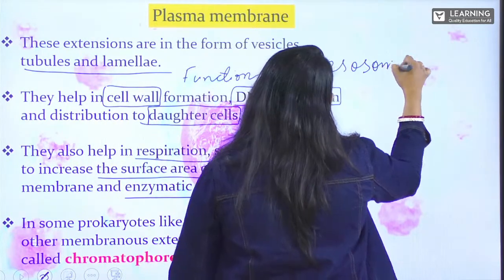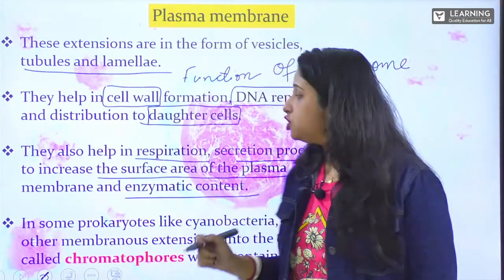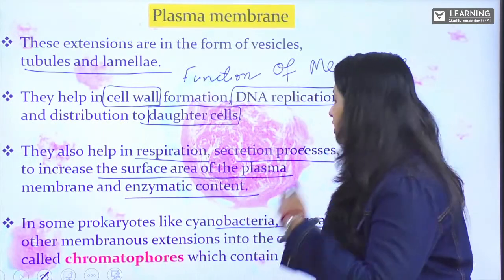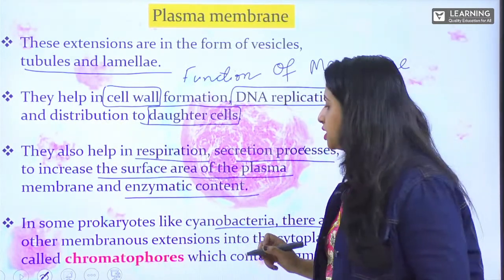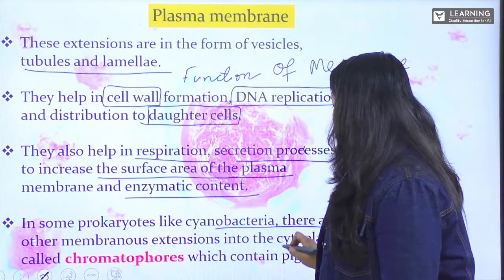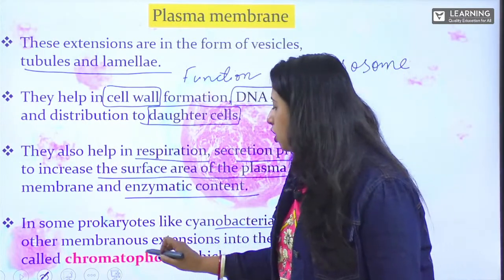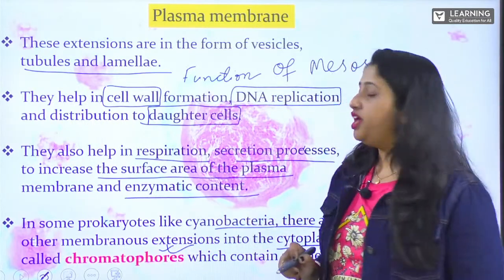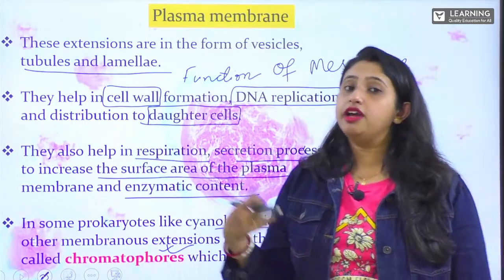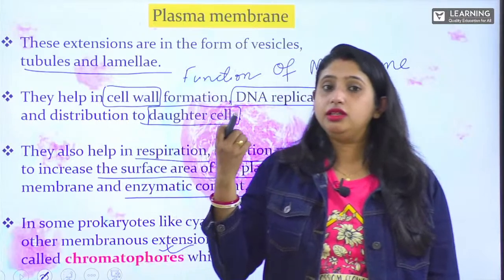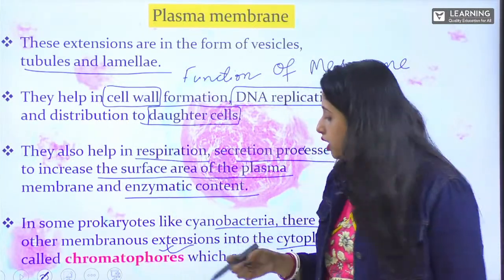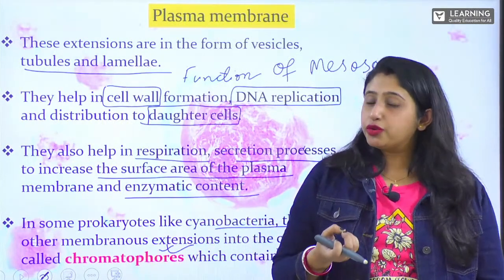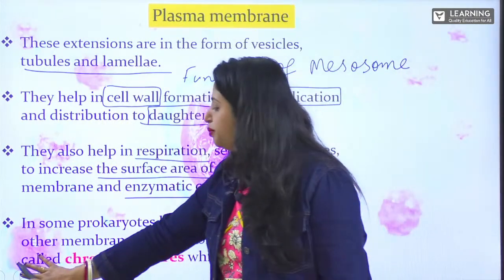So you can write it down. These are all the functions of mesosome. In case of some prokaryotes like cyanobacteria, there are other membranes or membranous extensions in the cytoplasm, we call it as chromatophores, which contain the pigments. So in some cyanobacteria, the chromatophores are responsible for the process of photosynthesis.